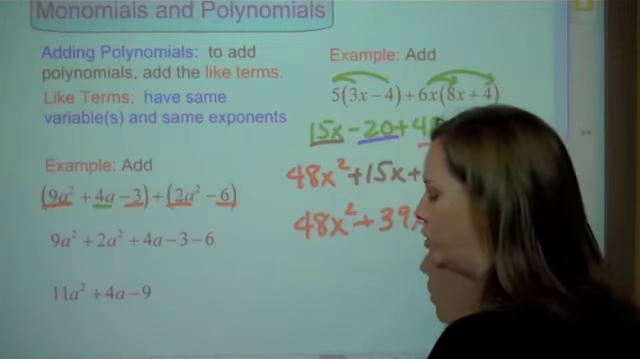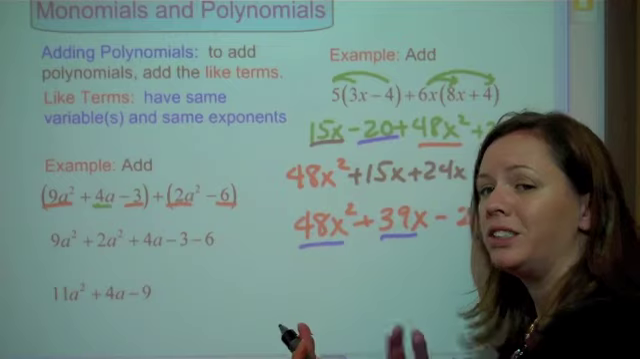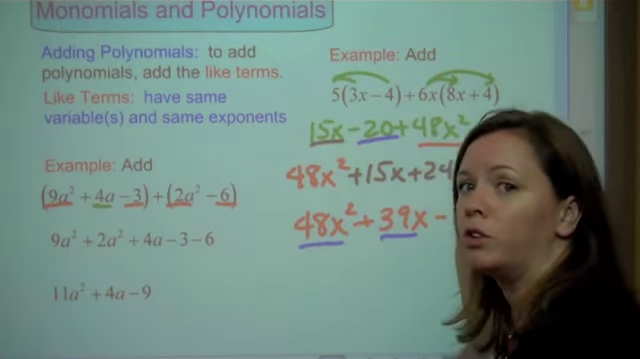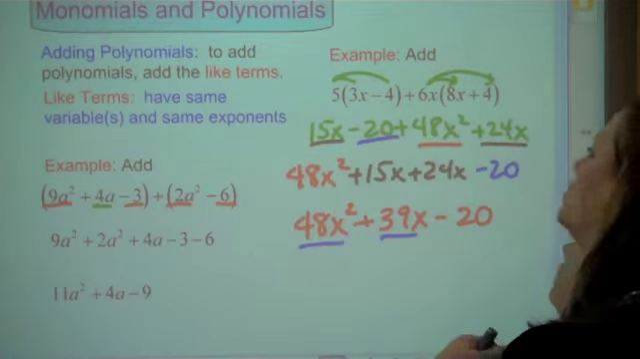Now you're done here. Notice how these have different exponents. You can't combine those terms together. So right here we're finished simplifying our polynomial expression and adding those two polynomials together.